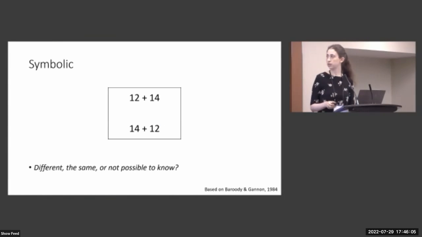So maybe it's a little more clear here. Some of the sums were commuted, some of them were not commuted. They had varying answers of same or different. But here's an example of a commuted trial. We would say 12 plus 14, 14 plus 12. Do these sums result in a different answer, the same answer, or is it not possible to know?